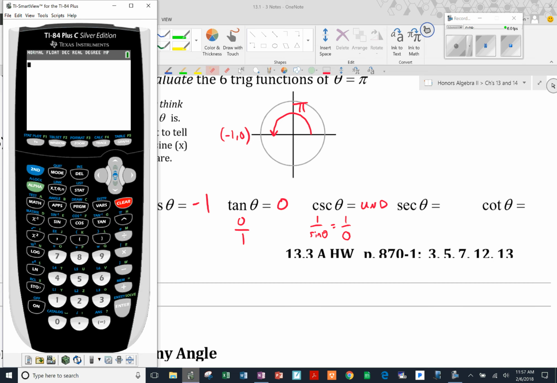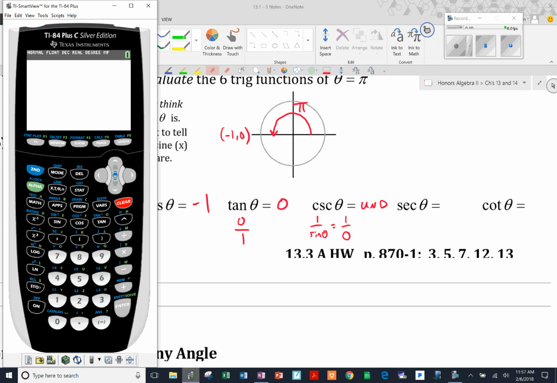Watch, you could actually do this on your calculator. I don't know if you guys knew this, but your calculator has this little inverse button right there, a little reciprocal button. If you type in 0 and then take the inverse of 0 and hit enter, it'll actually tell you divide by 0 here. Can't do it.